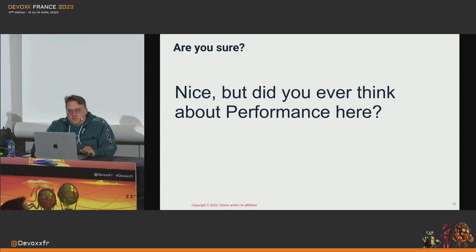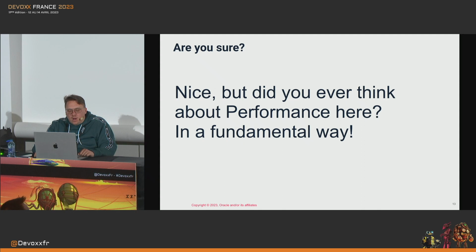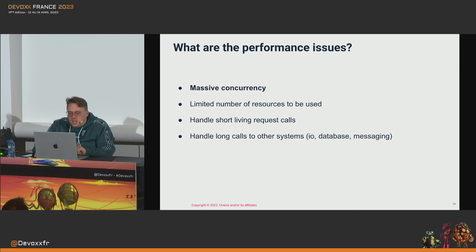A lot of effort has been put in, but have we ever thought about performance in a very fundamental way? How it's done, why it's done this way, and what is achievable with these specifications that we have? And what are actually the performance issues that we have here in our microservices world? What are we, I mean the vendors, dealing with? We mostly deal with what is called massive concurrency. A lot of requests are coming concurrently to us. Our system has to serve very big amounts of very quick requests and respond quickly, with some limited resources. And once again, we handle short-living request calls. If we handle something long, we can offload it differently. I'm going to talk about it.